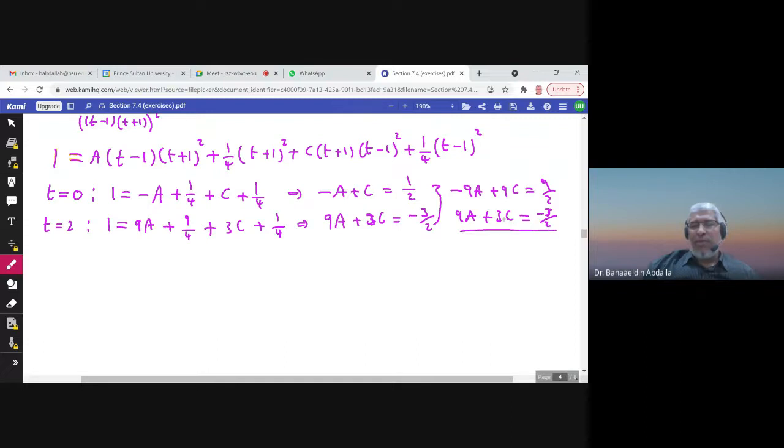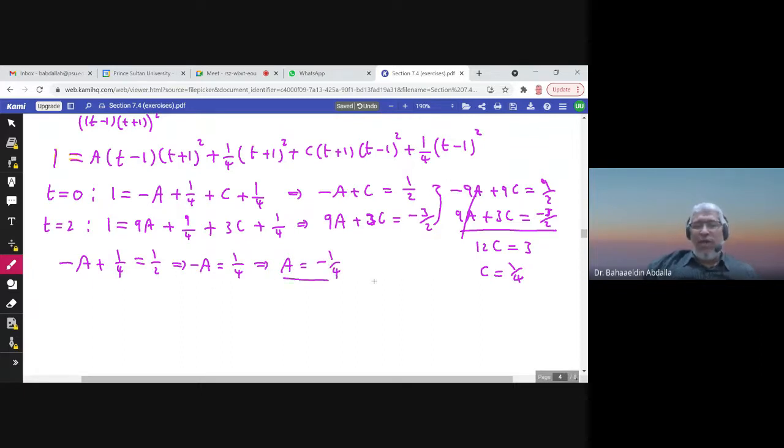Add. 9 plus 3, 12c. 9 minus 3 is 6 over 2. That's 3. So c is 3 over 12 or 1 over 4. So from the first equation, negative a plus c, which is 1 over 4, equals 1 over 2. 1 over 2 minus 1 over 4 is 1 over 4. So a is negative 1 over 4.